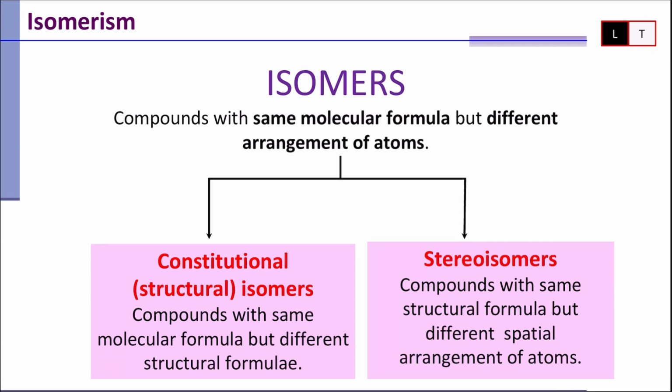Untuk structural isomer, dia adalah compound with same molecular formula but different structural formula. But for stereoisomer, they are compounds with the same structural formula but different spatial arrangement of atoms. And this is what we are going to talk about in the next video.